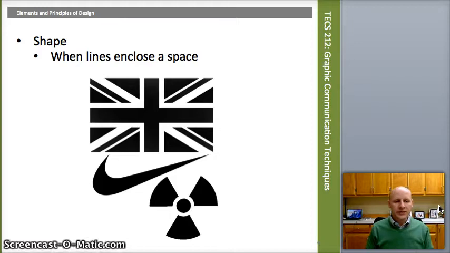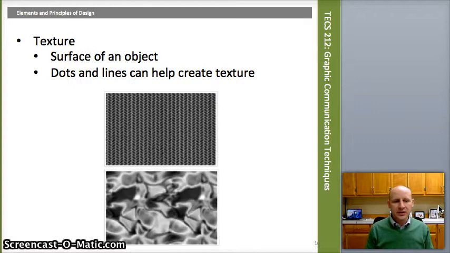The third element of design is shape, and those are created when lines enclose a space. And we can have all kinds of different shapes that are created, and based on the lines that are incorporated in the design, those can have different effects on how we feel or the way that our eyes visualize that particular design. And then the fourth element of design is texture. Texture refers to the surface of an object and how that object feels. Dots and lines can help create texture.